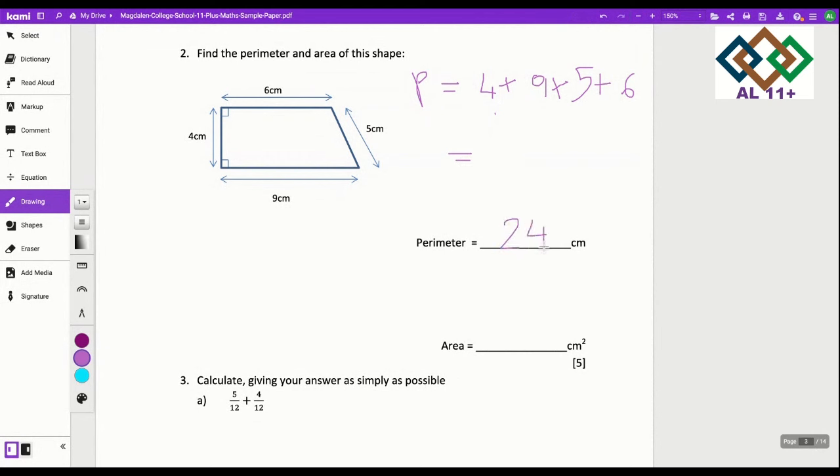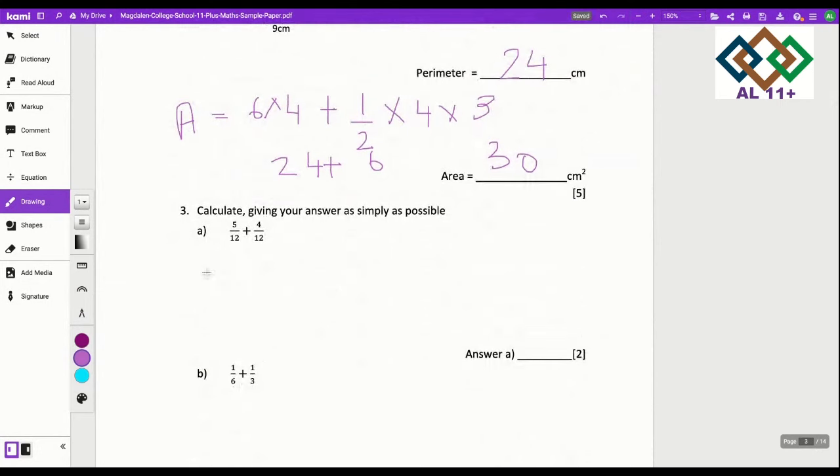And then you have to find the area. To find the area, you have to do 6 multiplied by 4 plus half into base into height, which is 4 multiplied by 3. So you have 24 plus 6, that gives you guys 30.